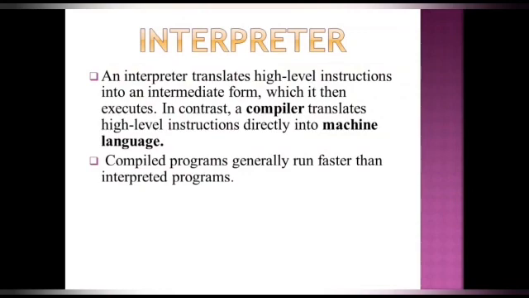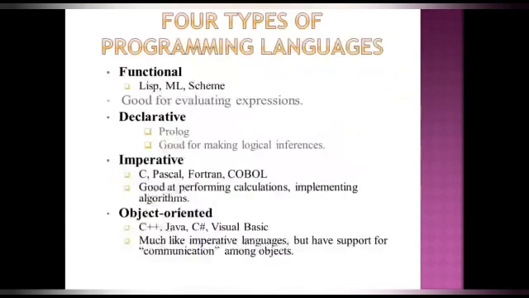Interpreter. An interpreter translates high-level instructions into an intermediate form, which it then executes. In contrast, a compiler translates the high-level instructions directly into machine language. Compiled programs generally run faster than interpreted programs.